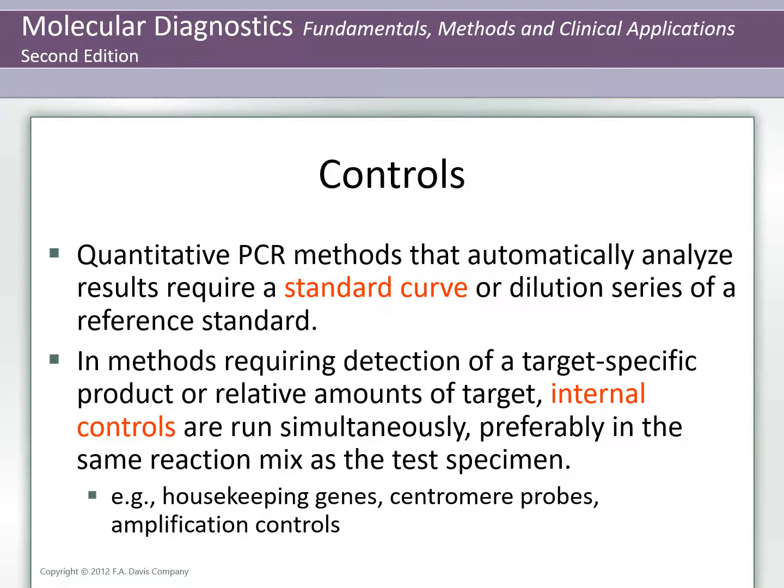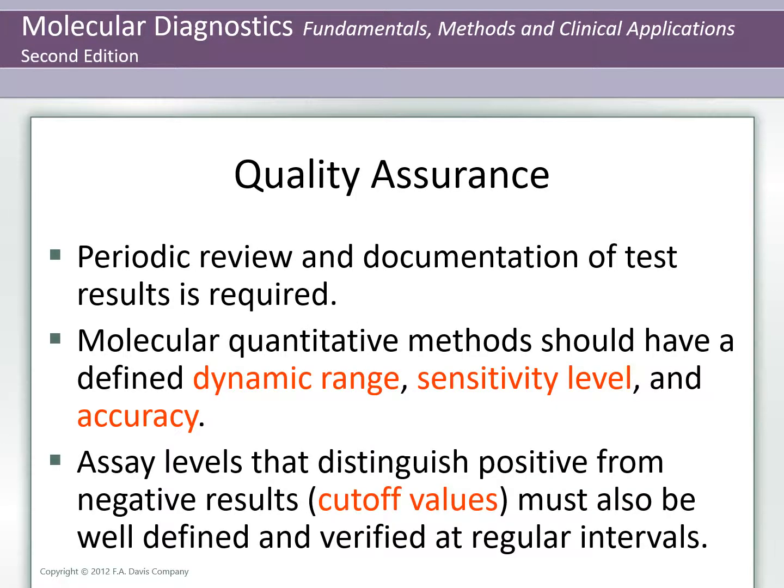In methods requiring detection of a target-specific product or relative amounts of target, internal controls are run in the same reaction mix as the test specimen. For example, RNA from housekeeping genes is used for internal controls in methods quantifying infectious agents or detecting tumor cells by expression of tumor-specific transcripts. Centromere-specific probes serve as internal controls in FISH analysis, as do housekeeping gene probes on microarrays. In PCR, the internal control distinguishes false negative results from failed amplifications. The presence of an internal control also supplies a base for normalization of results. Failed normal controls in molecular testing are documented and require repeat testing of the assay. Quality assurance in the molecular lab requires periodic review and documentation of test results.